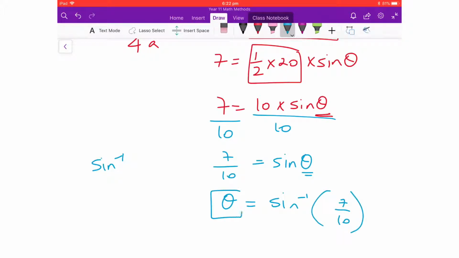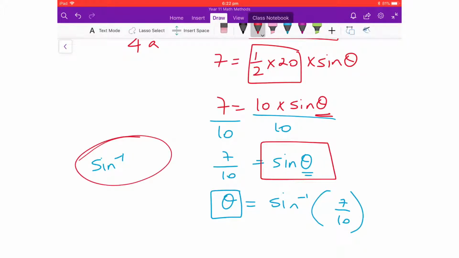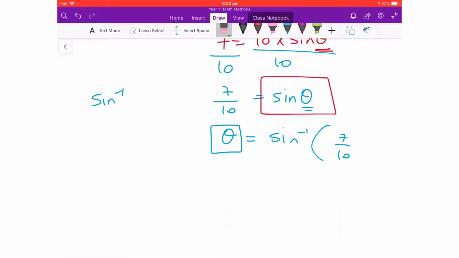So now I've successfully got theta on its own. Whenever you get to the point before this, that's not theta on its own. We want it purely on its own, so that's when we apply inverse sine. Okay, so now we're going to put this into our calculator. Just take some time now. Go shift sine, so usually you get that sine -1 on the top there. Put in 7 divided by 10, or if you've got the fraction symbol on your calculator, feel free to use that. Close your bracket.